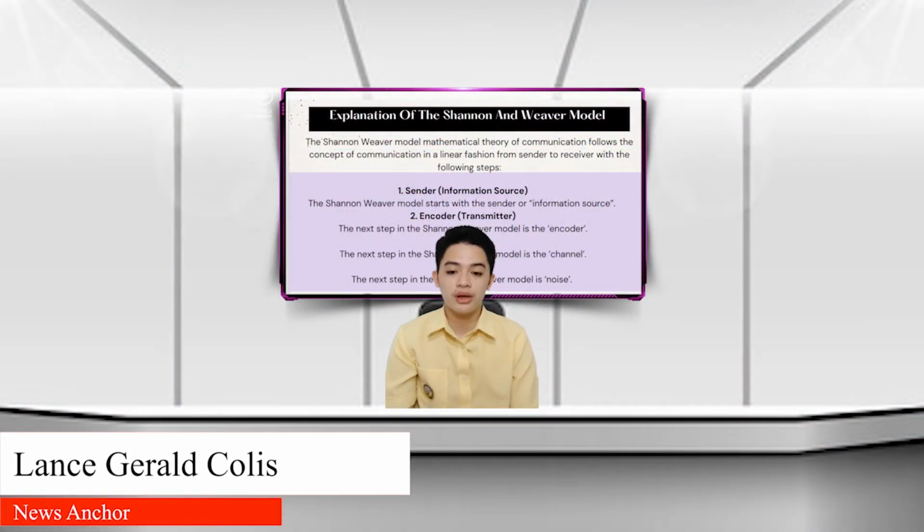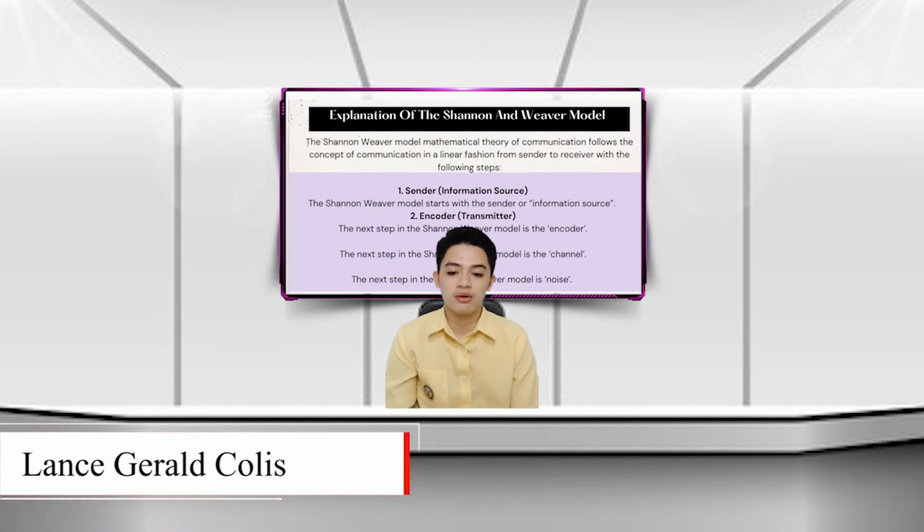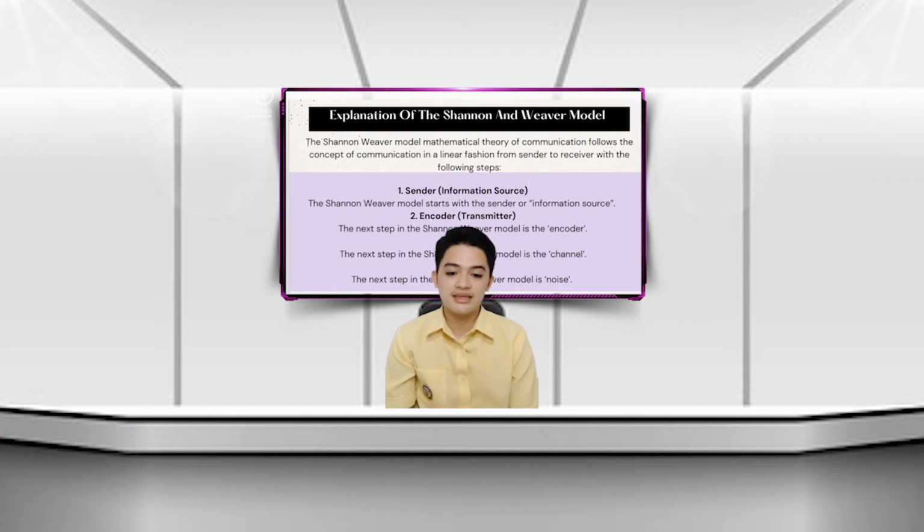Number 4. Noise. The next step in the Shannon-Weaver model is noise. Noise interrupts a message while it's on the way from the sender to the receiver. It's named after the idea that noise could interrupt our understanding of a message. There are two types of noise, internal and external noise.